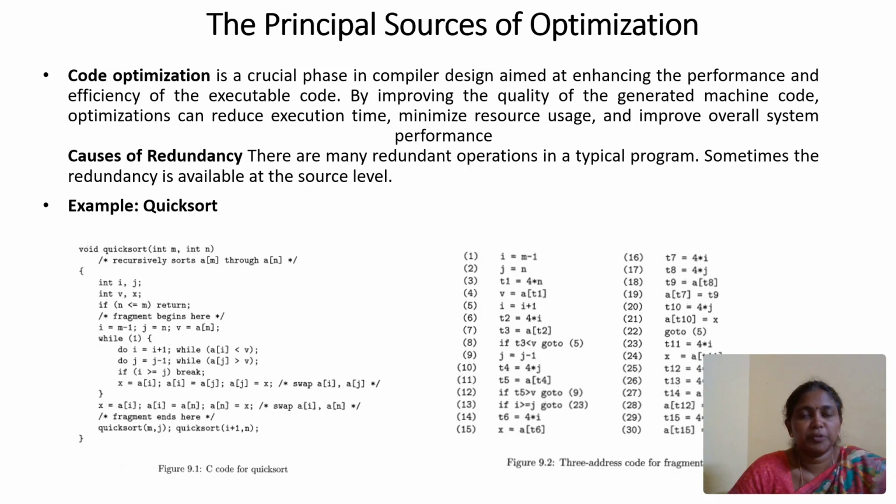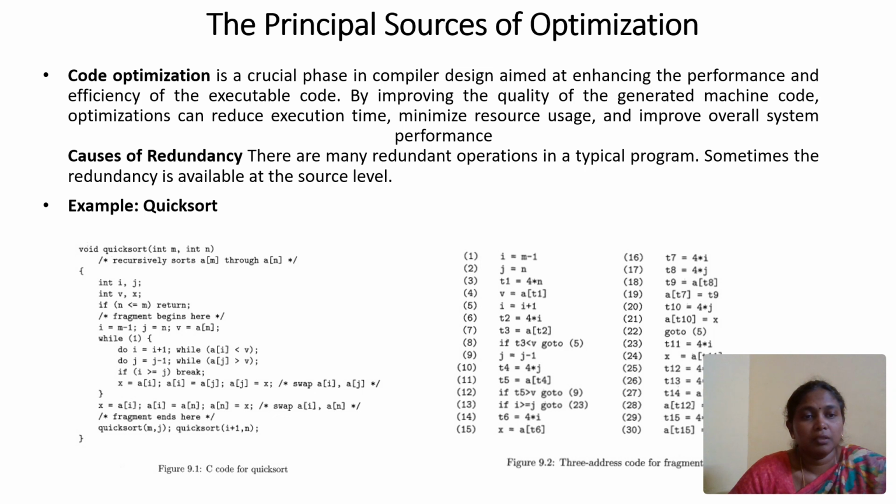Principal sources of optimization. In this video, we are going to learn about principal sources of optimization, which comes under unit 5. Code optimization is the fifth phase of a compiler, which is used to improve the quality of the code. Quality in this context refers to the attributes that enhance the performance and efficiency of the executable code.